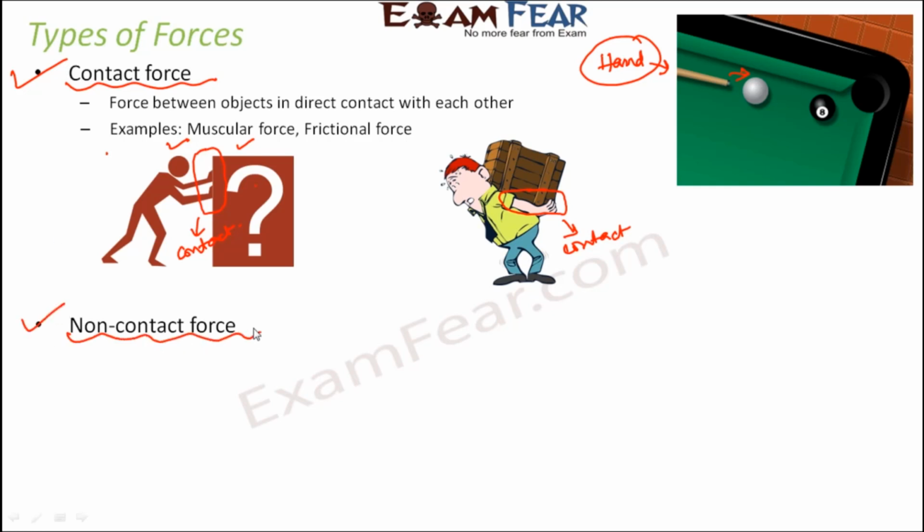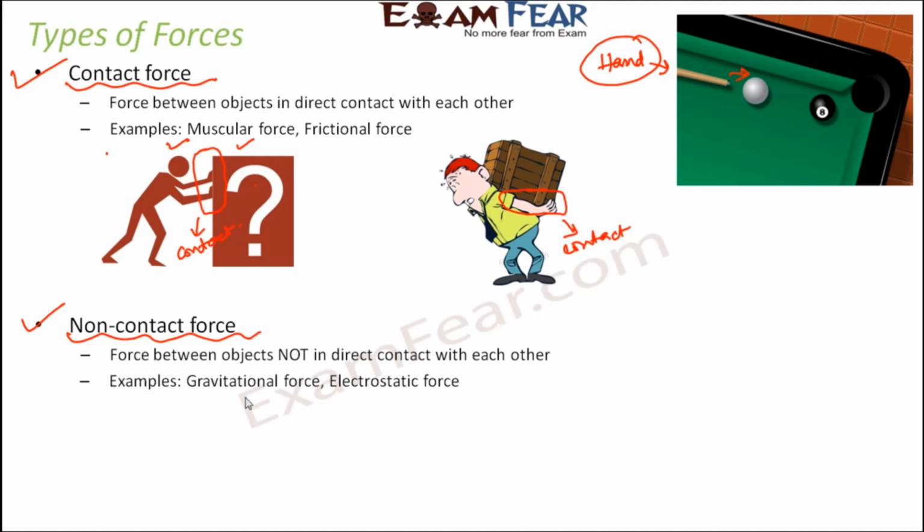Now, very obviously in this case, there is going to be no contact between the two objects. So the objects are not in direct contact with each other. So basically, they are not going to touch each other, but still there is a force which is existing between them. Let us look at some examples. Gravitational force, electrostatic force, these are examples of non-contact forces. So what kind of force are they?